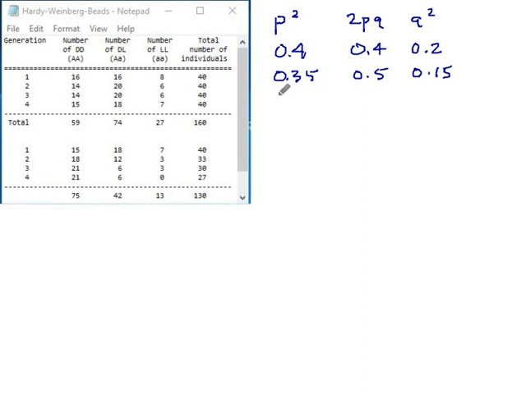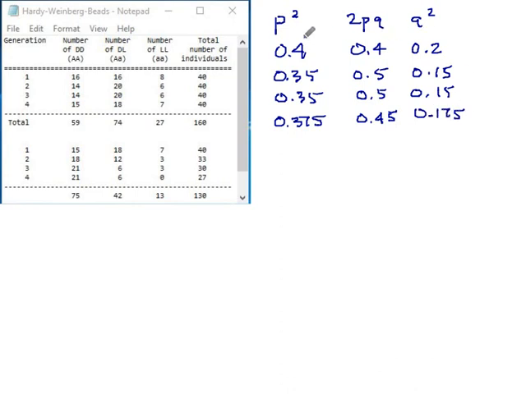Generation 3, we get 14 out of, well, we get the exact same numbers, so this row is a little bit dull. And in row 4, we get 15 out of 40, 0.375. I might have gotten that if I'd thought a little longer. 18 out of 40 is 0.45. And 7 out of 40 is 0.175.